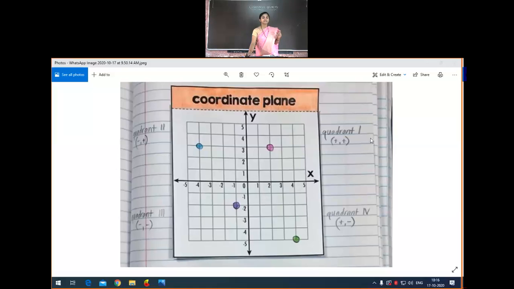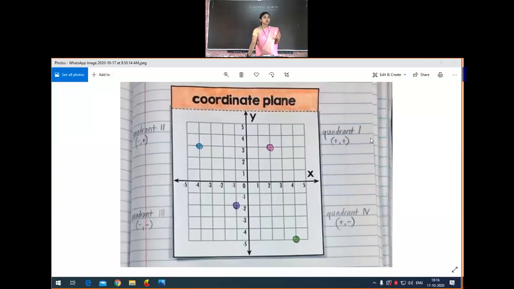Nikhil. Nikhil. Yeah, what do we call each part? Quadrants, first quadrant. Very good.